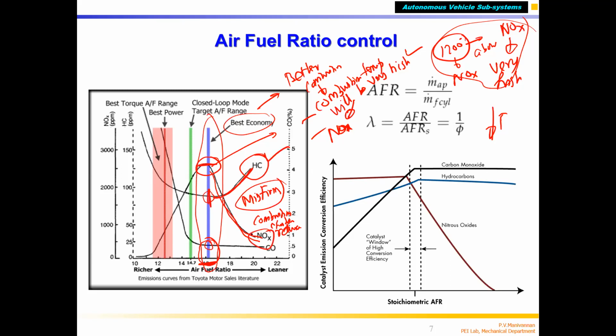So you should not operate your engine beyond around 18 or 20, correct? That is the region I marked, correct? This is a region, 18 to 22 or more, where you can see HC, unburned fuel, and less NOx and CO, correct? CO formation is also not happening because your fuel quantity is less, correct? More oxygen is available, so that happens. So the best thing is to operate your vehicle engine here.